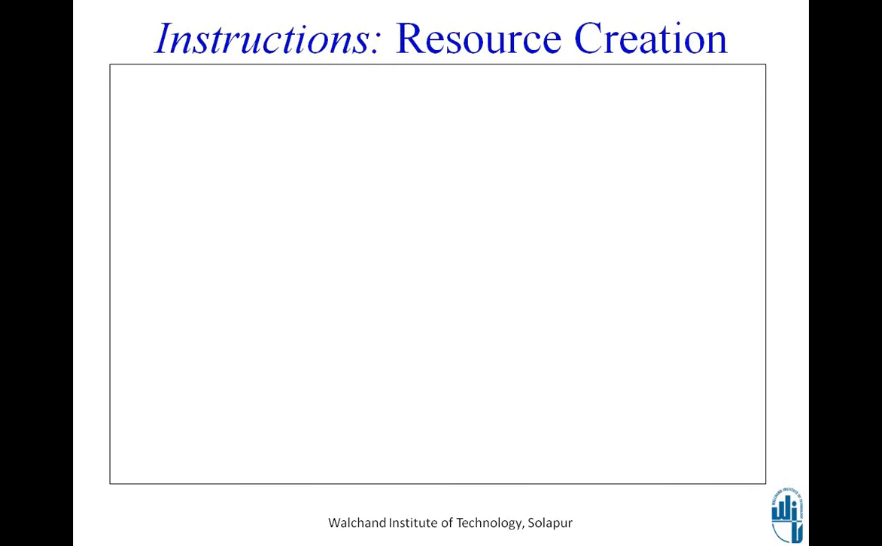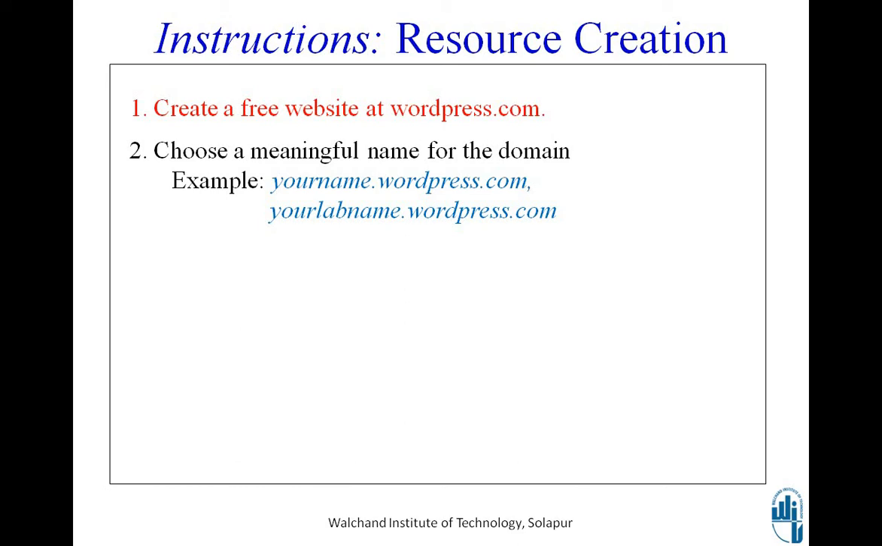The instructions for resource creation. Create a free website at wordpress.com. Next task is to choose a meaningful name for the domain. The example can be yourname.wordpress.com. WordPress.com is by default. You have to select a correct or meaningful name.